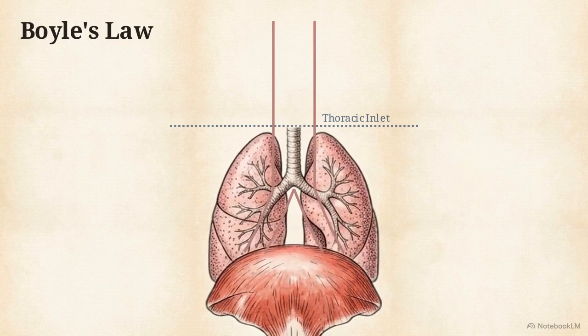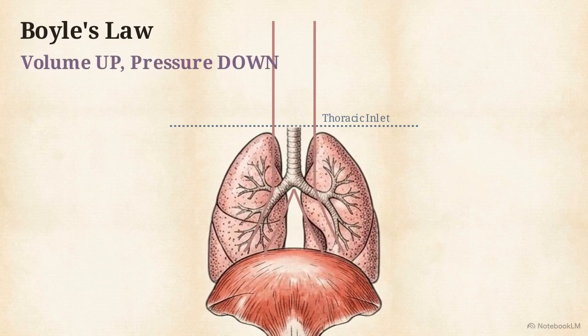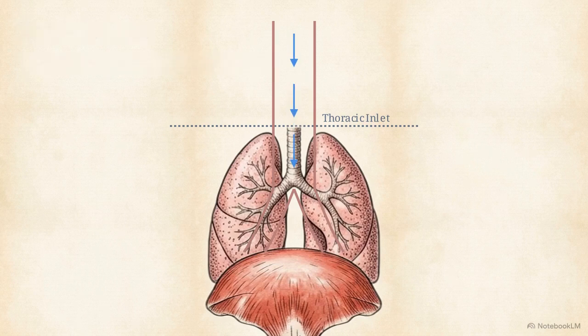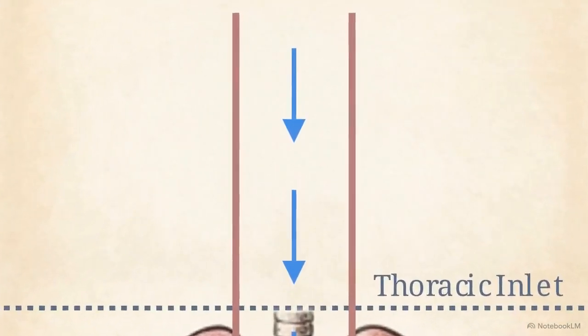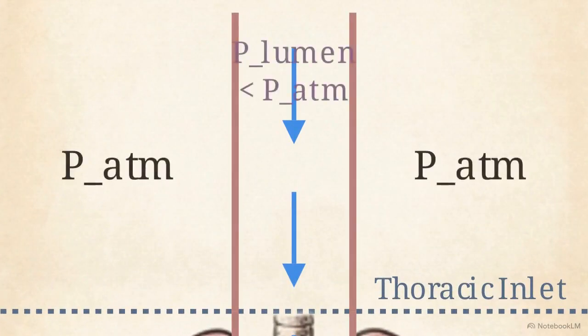The baseline mechanics are dictated by Boyle's law. During normal inspiration, the diaphragm contracts and flattens, increasing thoracic volume. This forces intrathoracic pressure to drop below atmospheric pressure, pulling air in. That negative intraluminal pressure also impacts the airway walls.